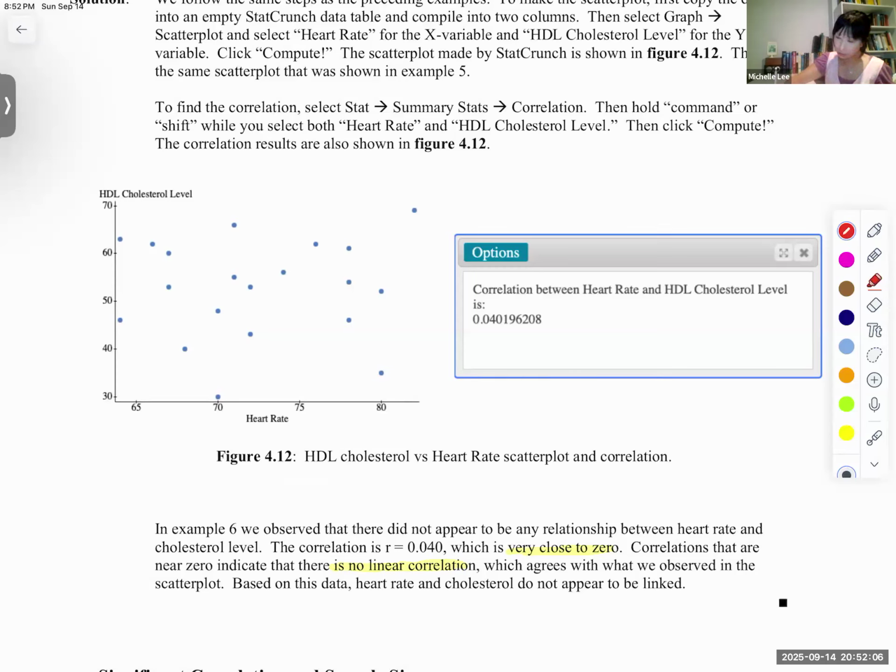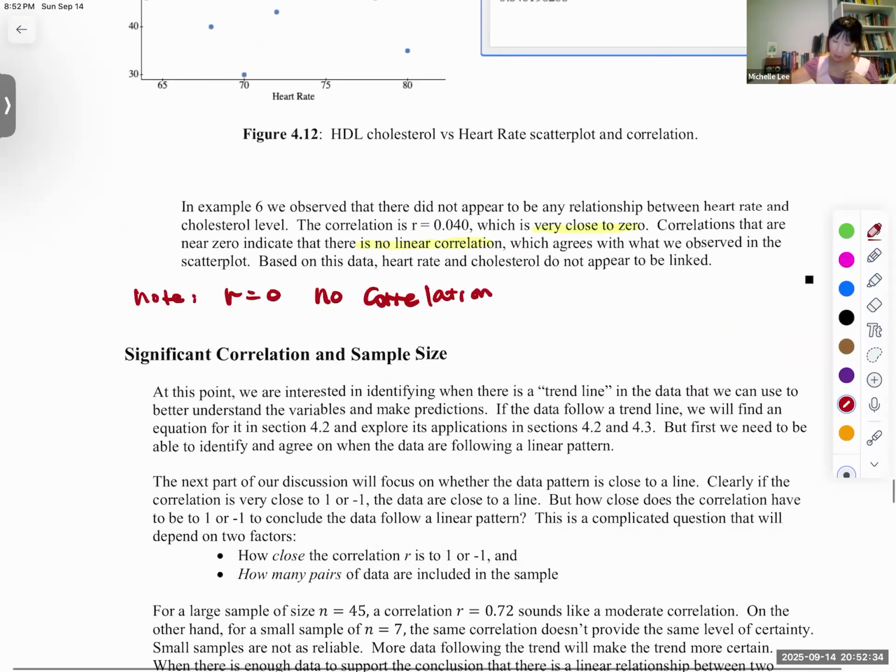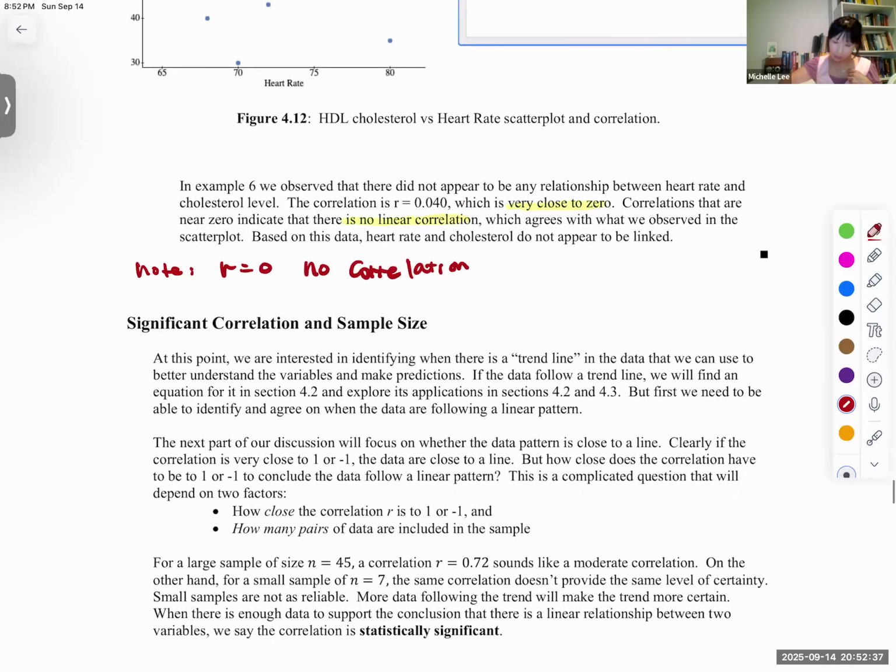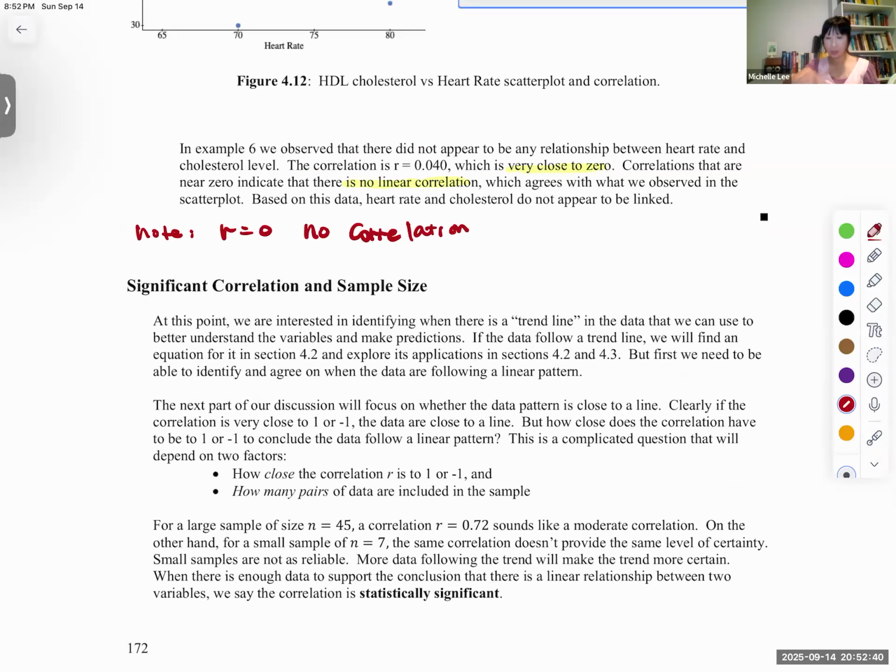Let me write down. Note: R equal to 0, no correlation. But if R is close to 0, there's no linear correlation. Make sense? There is correlation, but not linearly. Clear? Okay, good. All right, now let's talk about the significant correlation and sample size.